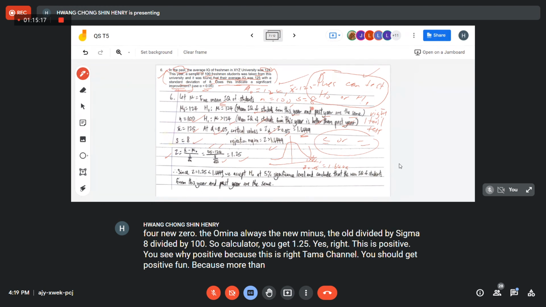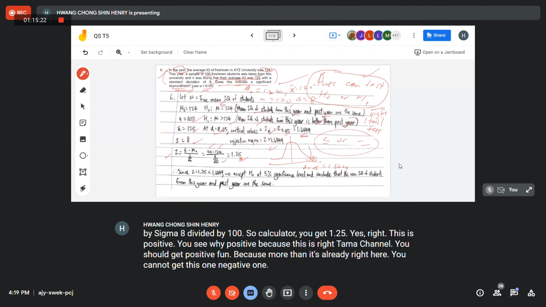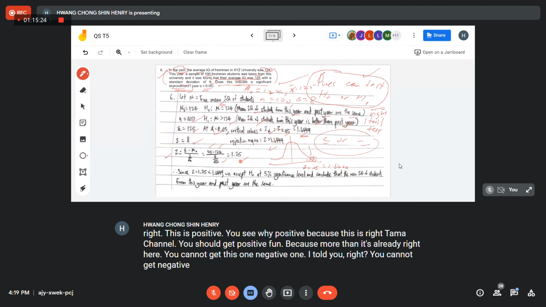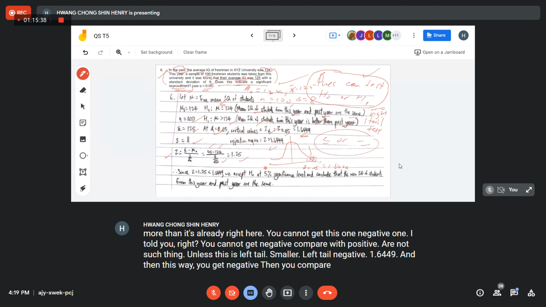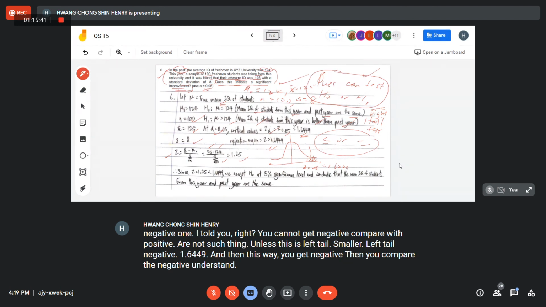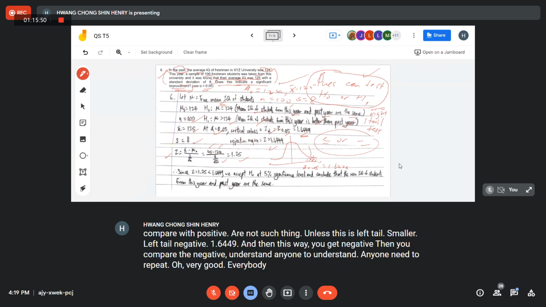Because more than is already right tail. You cannot get a negative one. I told you, right? You cannot get a negative compared with a positive one. No such thing. Unless this is left tail, smaller. Left tail, negative 1.6449. Then this one you get negative, then you compare with the negative. Understand? Anyone don't understand? Anyone need me to repeat? Oh, very good. Everybody can understand.